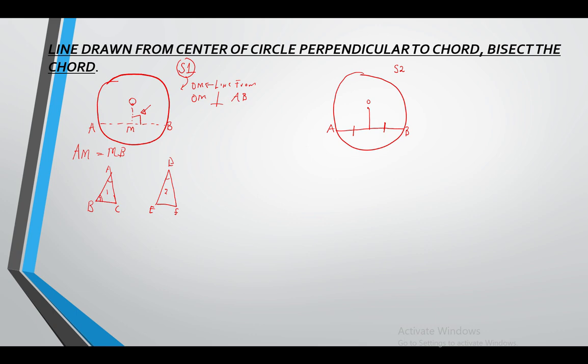For example, angle B must be equivalent to another angle in this triangle. In this case, I'm saying B is equivalent to E. It can be even equivalent to F, but now I'm saying B is equivalent to E. And C is equivalent to F. So triangles that are congruent have corresponding angles that are equal. Not only corresponding angles that are equal, triangles that are congruent also have corresponding sides that are equal.